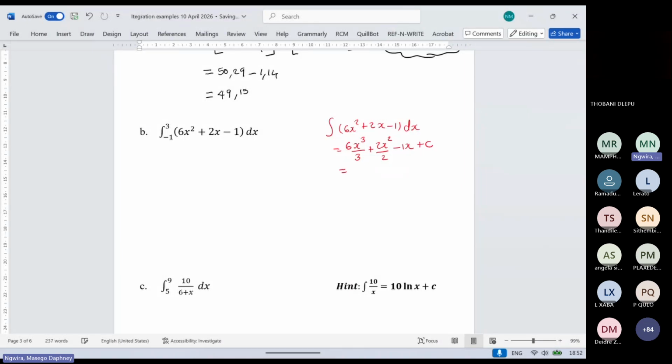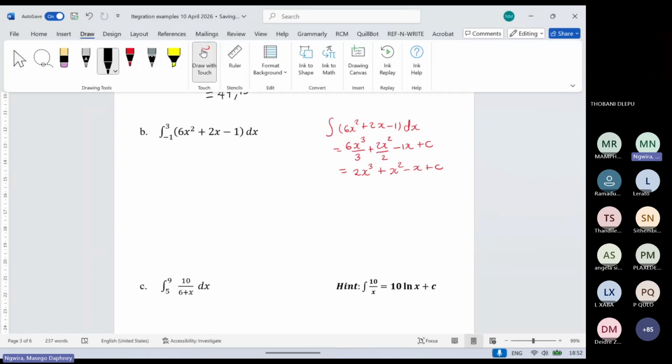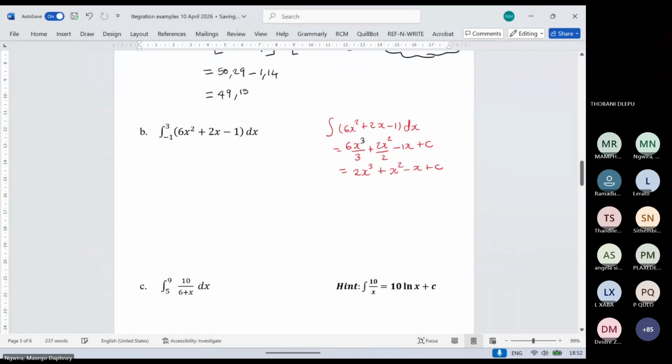And then when you divide this, this will be 2x to the power of 3, then plus 2 divided by 2 is 1. So it's just going to be x squared, then minus x, then plus c. So that's what we get when we integrate here. Remember that these are the same, these 3 and these 3, these 2 and these 2. And if it's a constant, we introduce the x. Please don't forget that.